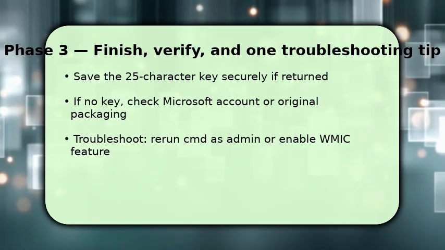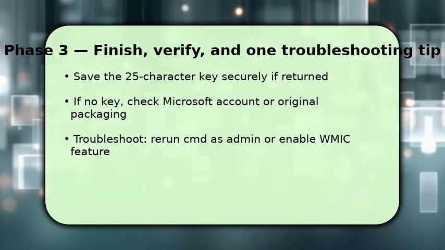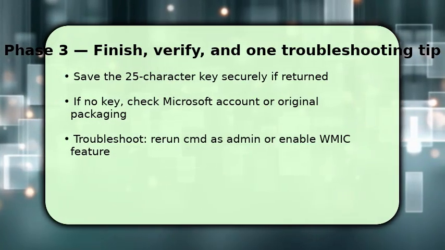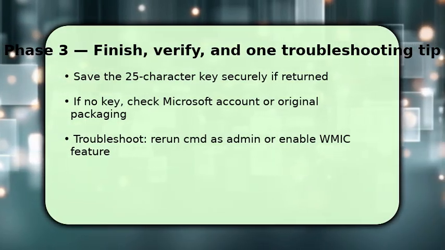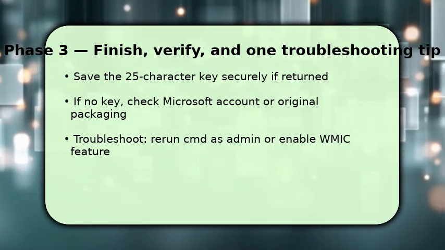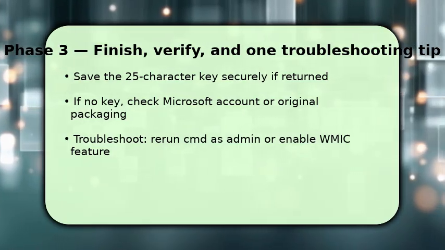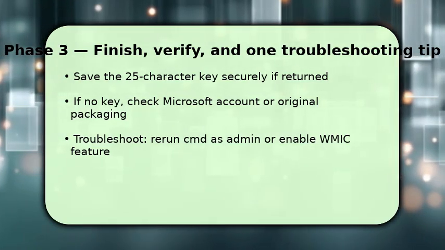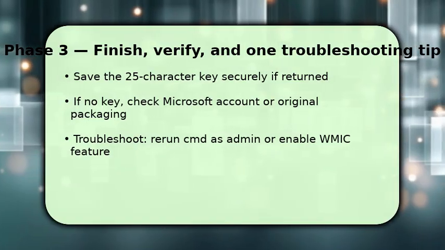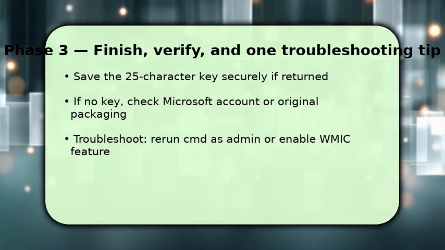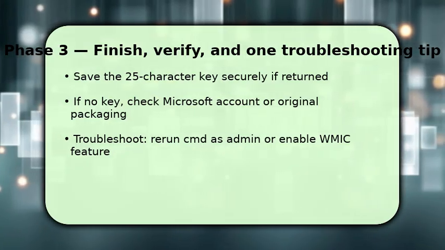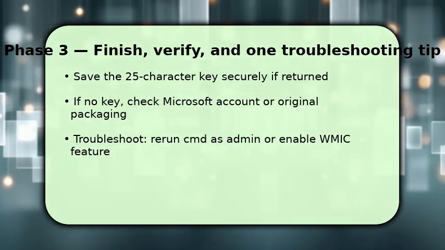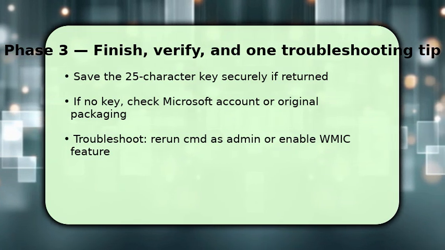If no key appears, sign into your Microsoft account online or check original purchase emails and packaging, because many modern installs use digital licenses tied to your account rather than a firmware key. If commands fail, rerun Command Prompt explicitly as administrator, verify WMIC exists on your Windows edition, and make sure system updates haven't removed legacy tooling. This single troubleshooting step resolves most access problems.